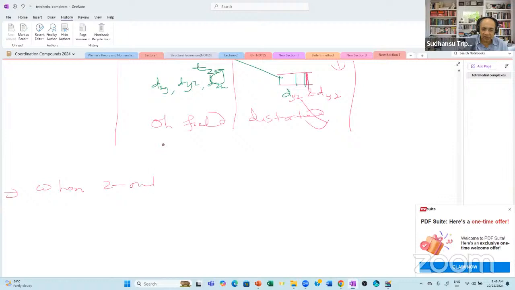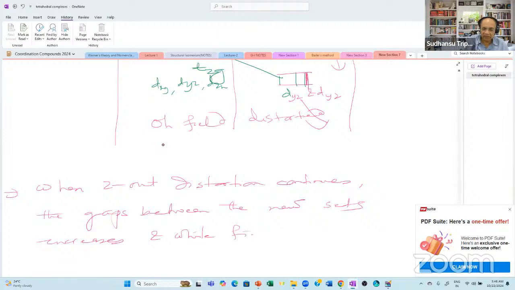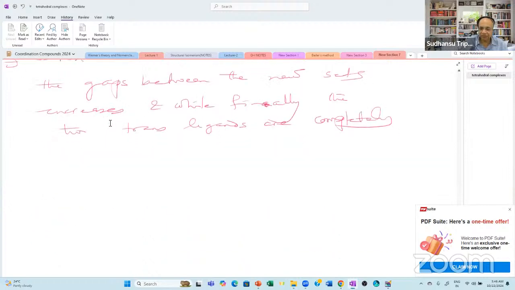When z-out distortion continues, the gaps between the new sets increase, and finally the two trans ligands are completely removed. dz square comes below dxy. This results in an SP complex.